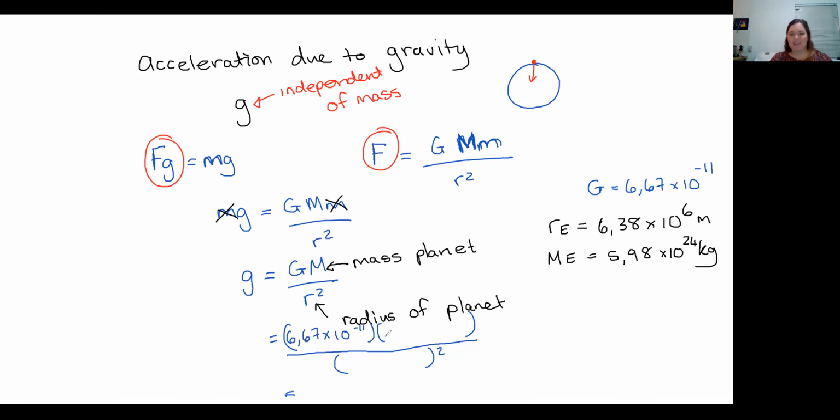So the mass of the Earth is 5.98 times 10 to the 24. And the radius of the Earth is 6.38 times 10 to the 6. Let's do this correctly, because we do know what the answer should be, which is a little bit of an advantage here. In an exam, you're not always going to know what it is. Times by 5.98, silly things we do, and divided by 6.38 times 10 to the 6 squared.